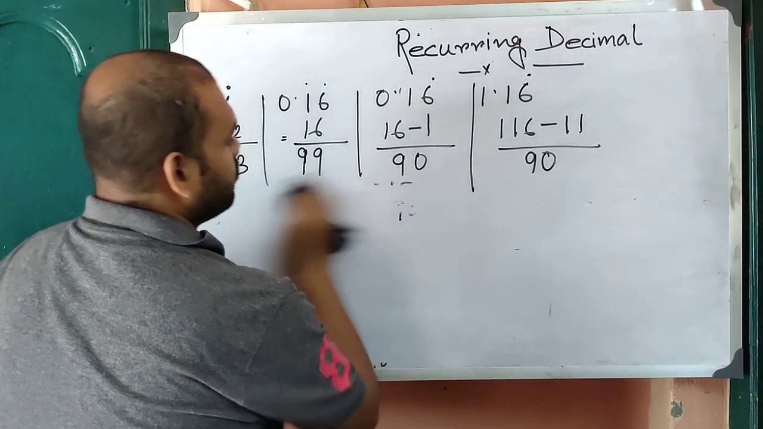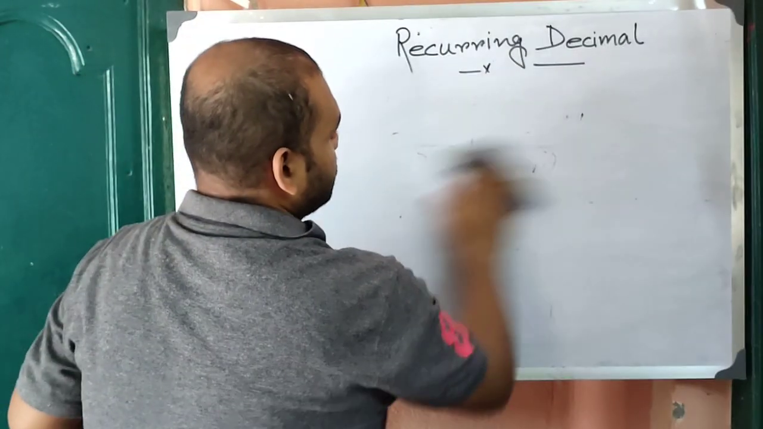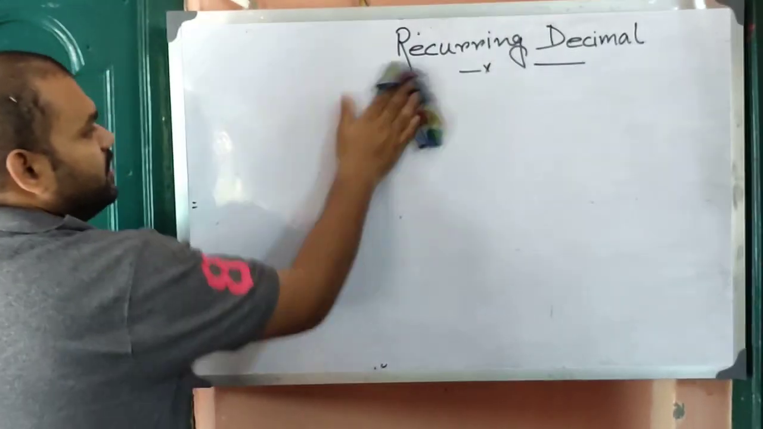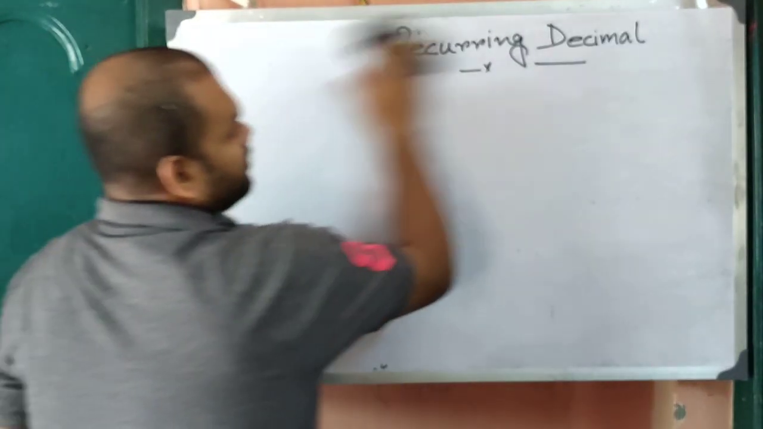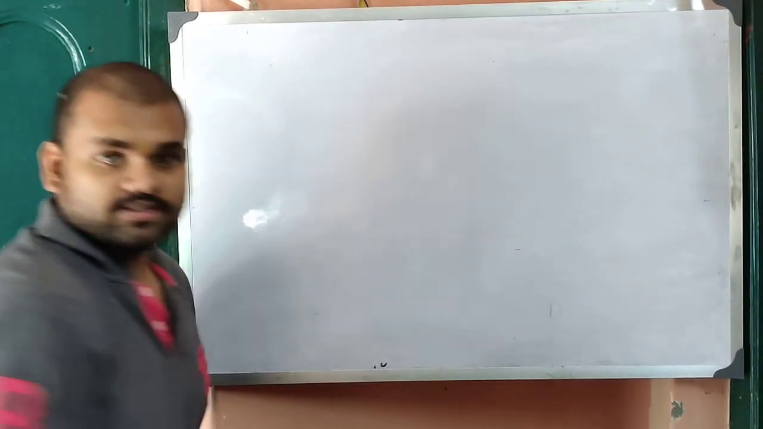Okay, so thank you. Up to this you need to learn, and then you need to go through the chapter from the book and do the maths. Okay, thank you.